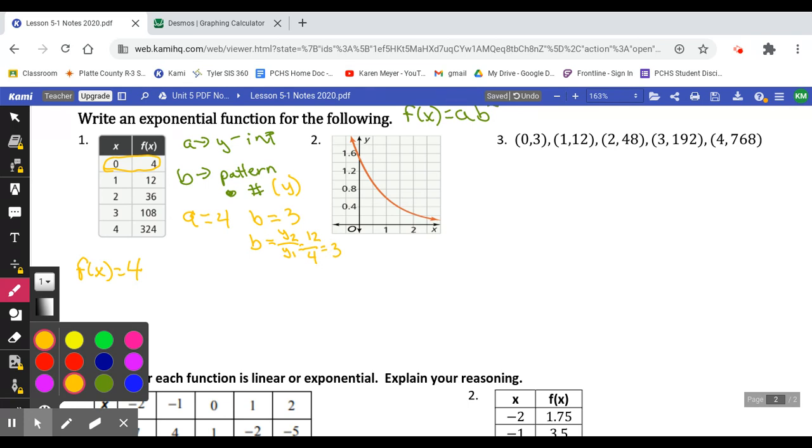So then I come over here and I have 3 raised to the x. You can put parentheses or times dot. I don't care which one. Done.